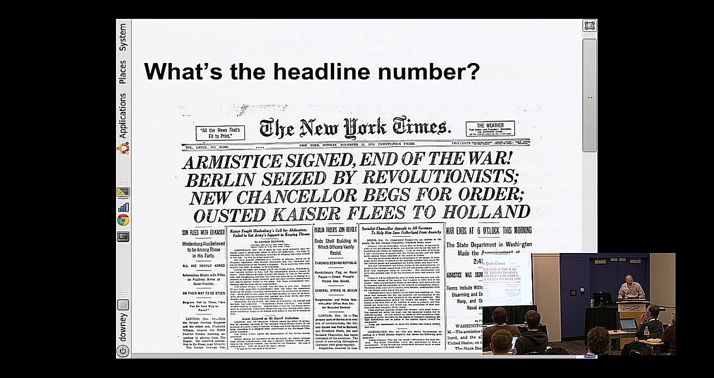Is the joke on the headline that, so this is the actual New York Times at the end of World War I. I don't know. If there's a joke, I missed it. Oh, the number. There is no number. It is just a headline. This headline has nothing to do with anything other than being a headline.